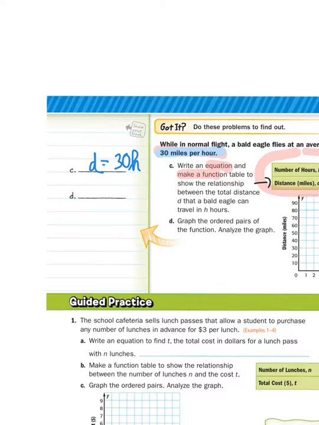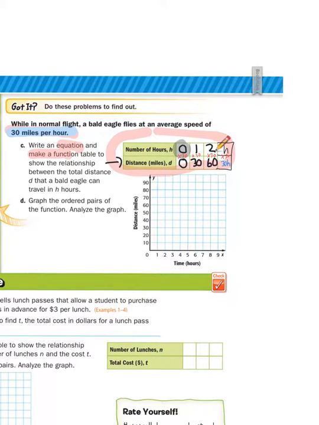Now in D, it says graph the ordered pairs of the function, analyze the graph. So in this one, you're going to do two things. First off, you're going to graph it using the ordered pairs up here. Second, you're going to analyze the graph. So give a good sentence or two talking about it. So I want you to pause the video and then restart it to see if you're right. Remember, graph and write a sentence or two. Go.